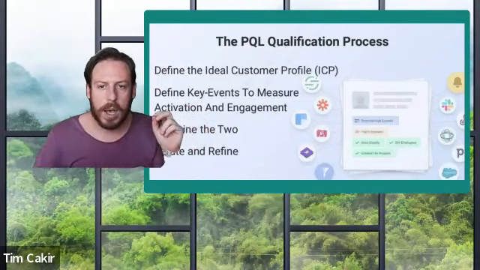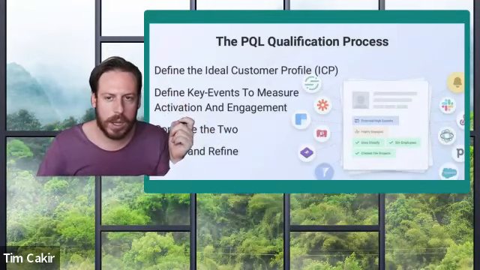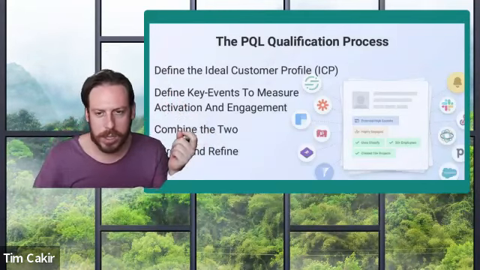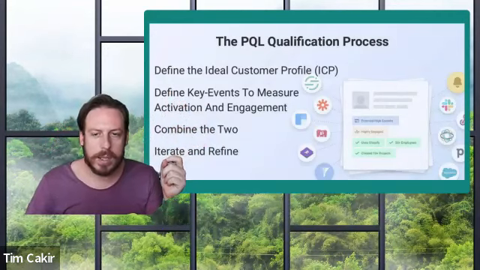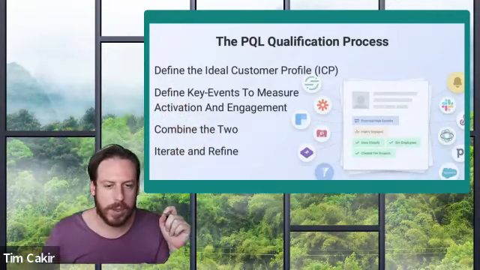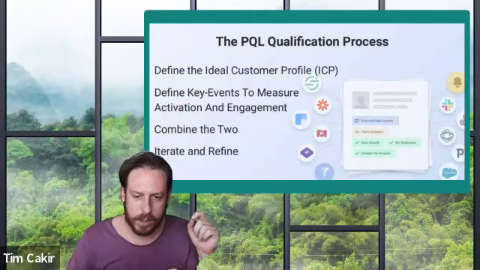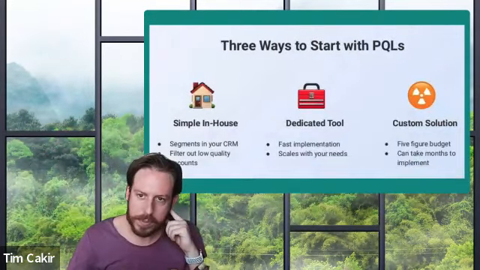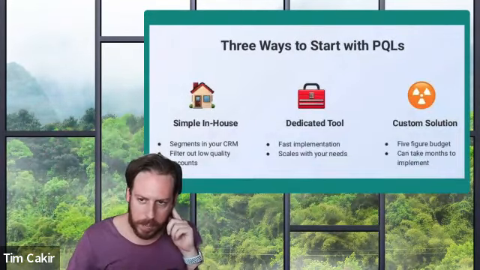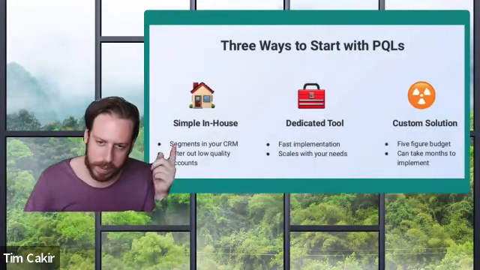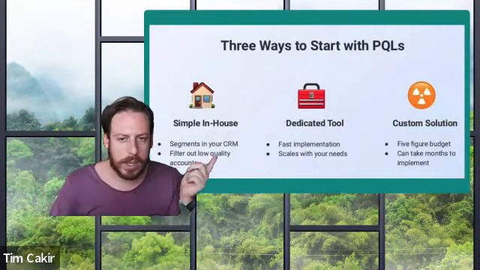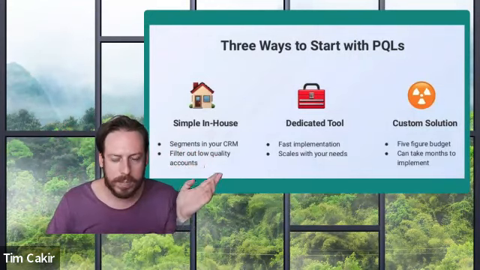Then define the key events to measure the activation and the engagement, as we mentioned. Combine those two, and then you iterate and refine. That's your PQL process, that's how you're going to create your PQL. So there are 3 ways to start with PQLs. You can have simple in-house segments in your CRM to filter out low quality accounts.